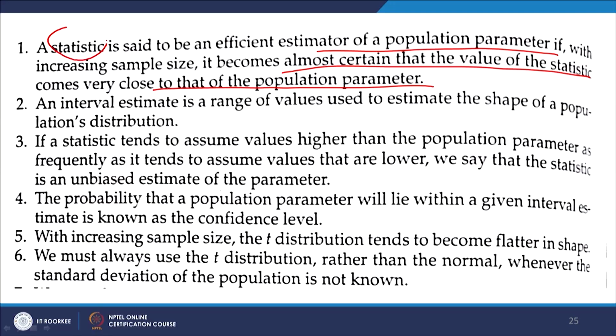A statistic is said to be an efficient estimator of a population parameter. Let us call it sample mean or sample proportion. With increasing sample size, it becomes almost certain that the value of the statistic comes very close to the population parameter. This statement is false. This is not a correct statement. It has nothing to do with increasing sample size. The only point which you need to keep in mind is that the sample you are taking should be random.